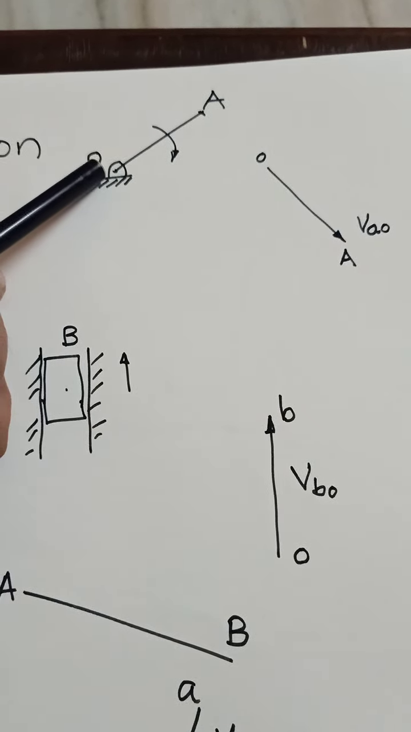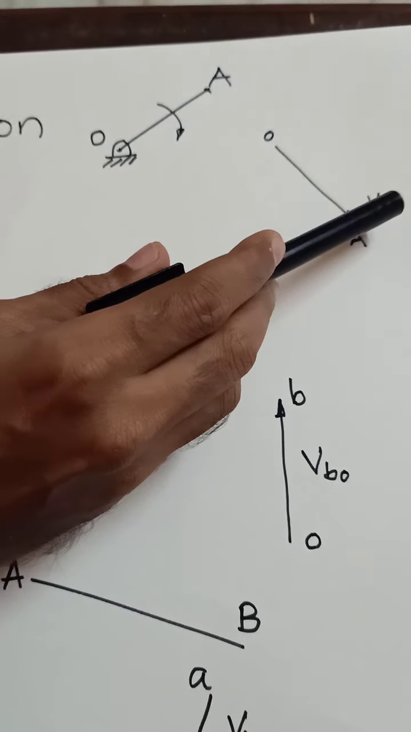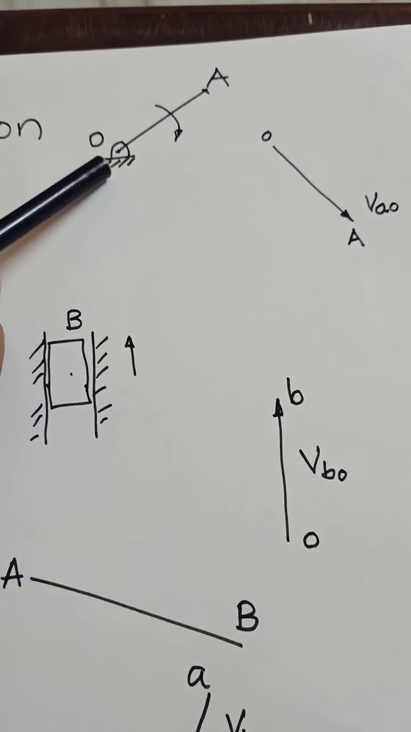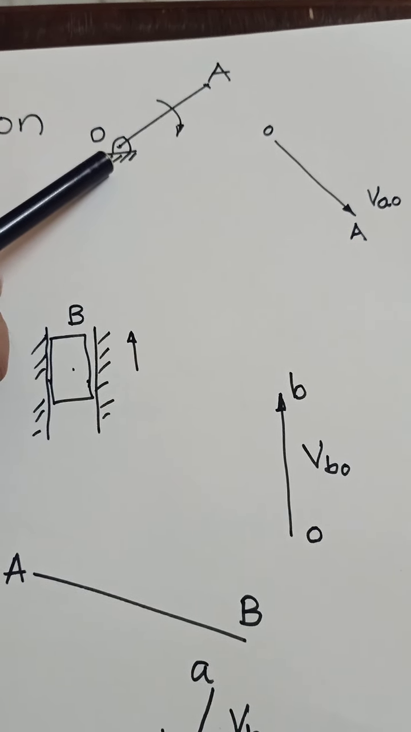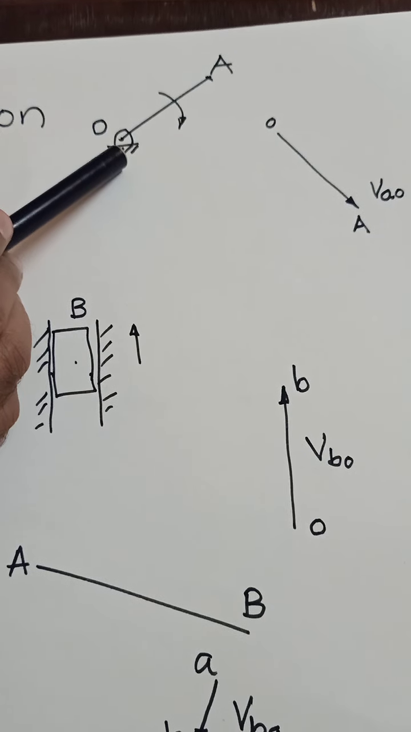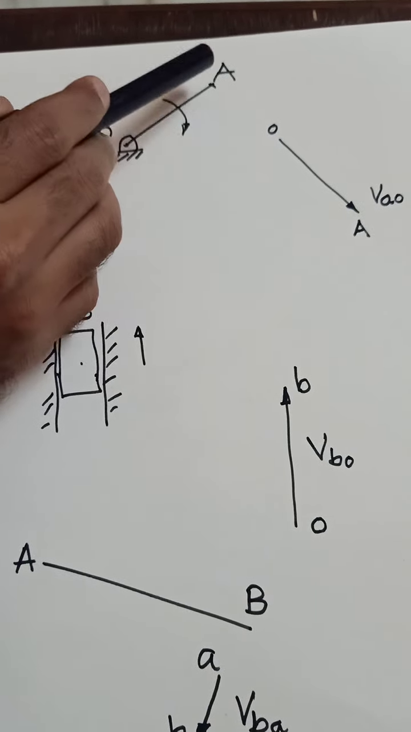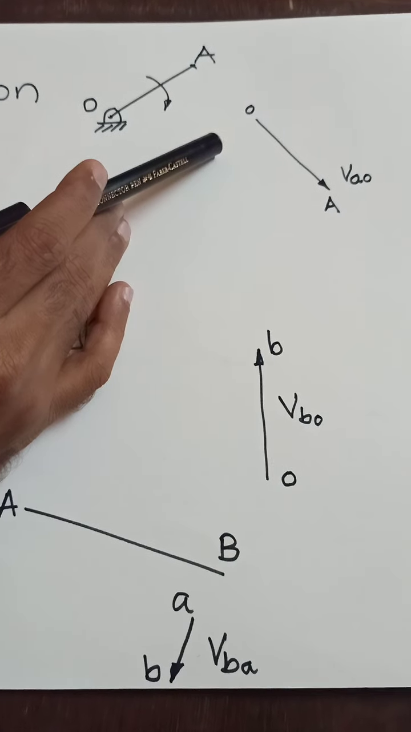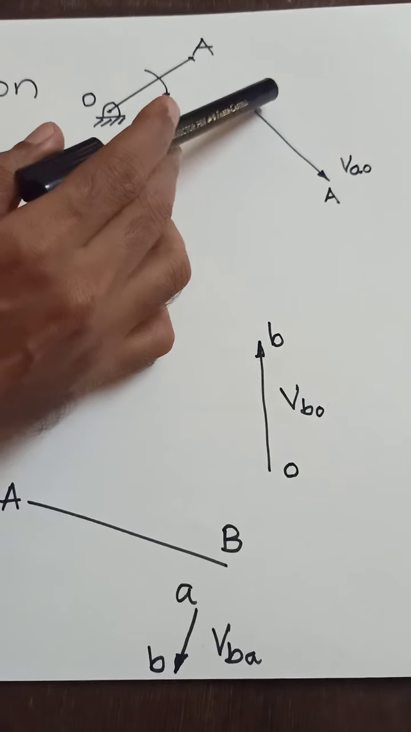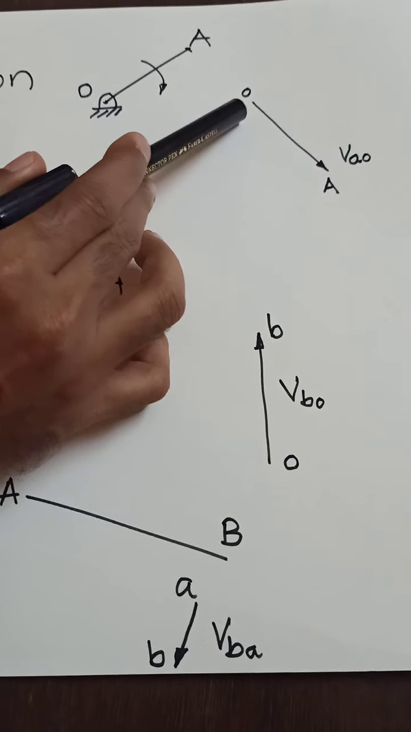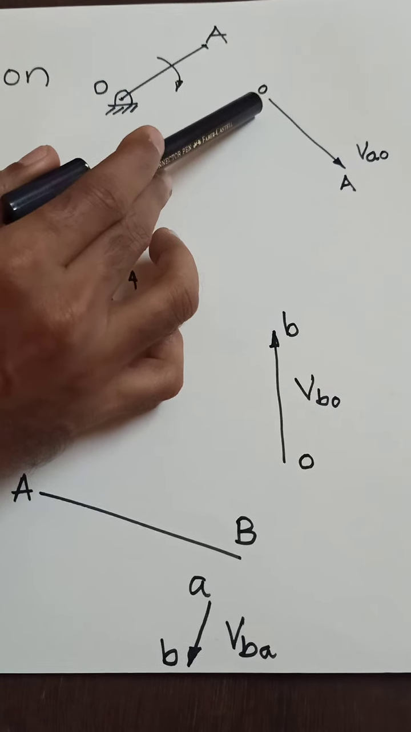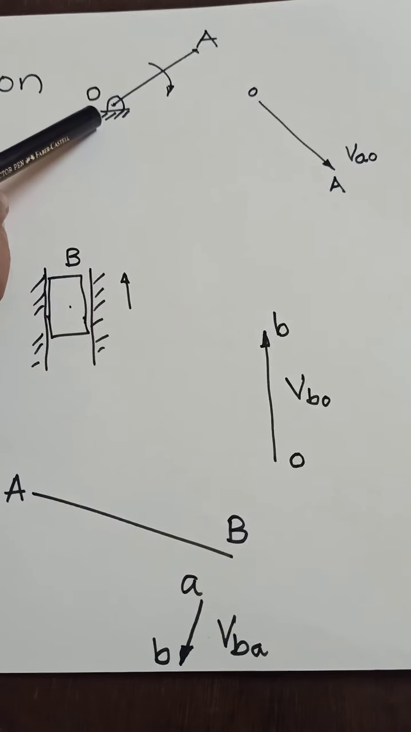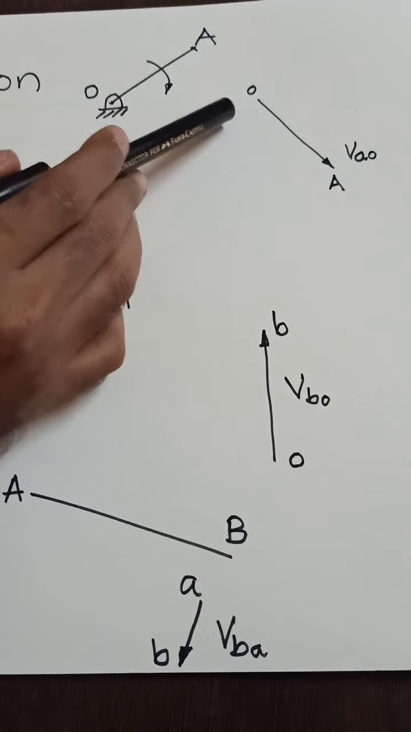This is absolute velocity because this is VA with respect to O, and point O here is a fixed point. So velocity with respect to a fixed point is absolute velocity. So the direction of VAO will be perpendicular to the link, and the starting point of this velocity vector will be O, because this is the reference point, the fixed point. So for rotational motion, the direction of velocity will be perpendicular to the link, and its starting point will be point O.